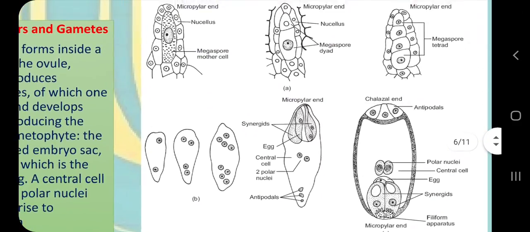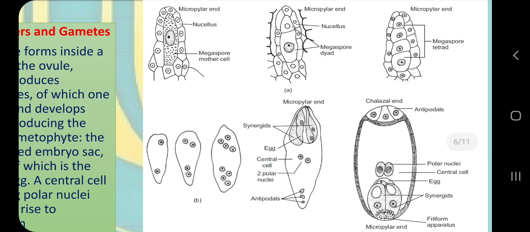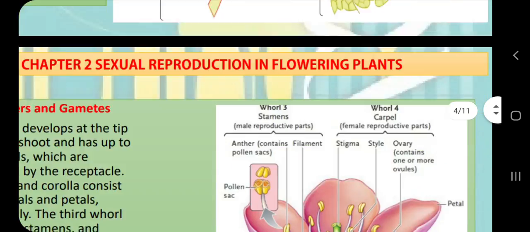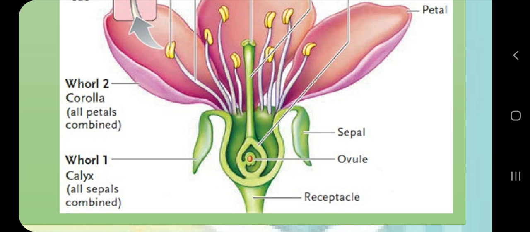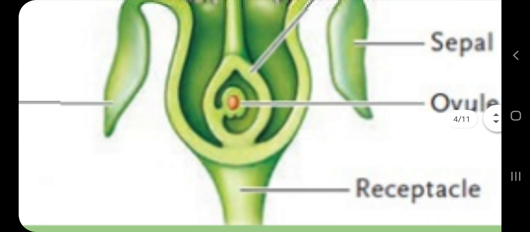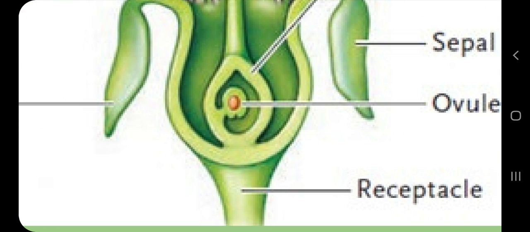Now the development of female gametophyte. The first question is, what is female gametophyte and where can we find it? So again consider this stigma, style and ovary. This is the ovary, and inside the ovary we can find one or more ovules. For ease of study, here only one ovule is shown.